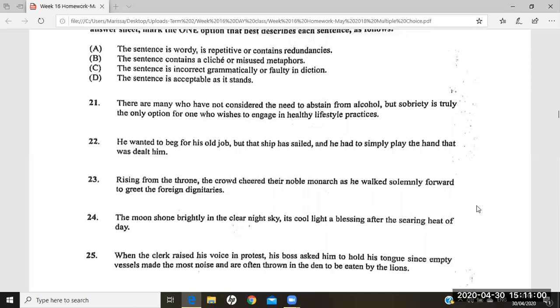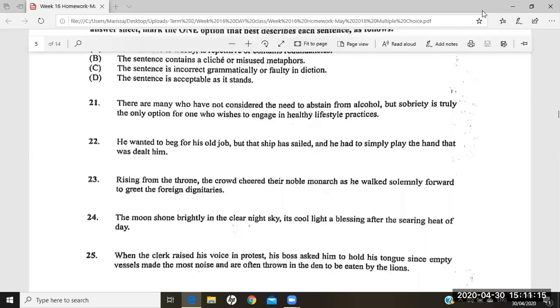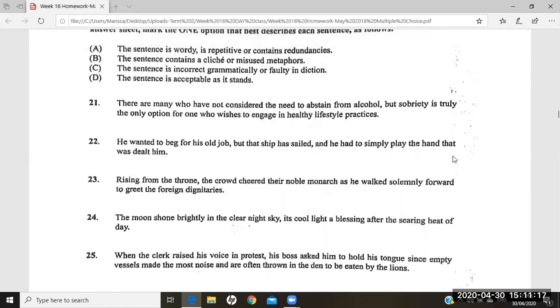Wait, what number is the second, miss? This is 25. Right. Hold his tongue since empty vessels made the most noise. Yes, empty vessels made the most noise. Excellent. So I see you guys are getting the hang of this. So the answer for 25 was indeed B.